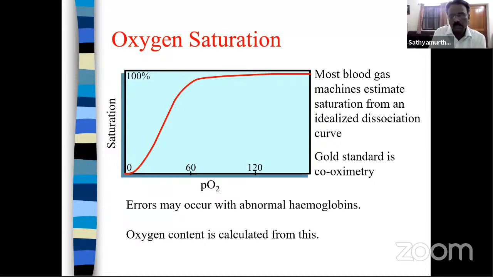This matters more because a lot of clinicians believe in the mixed venous oxygen saturation, or the central venous oxygen saturation. It might not be the patient's actual mixed venous oxygen saturation if it is a saturation derived from the oxygen dissociation curve. If it's a co-oximeter, that will correlate. But otherwise, you should be careful with this one.